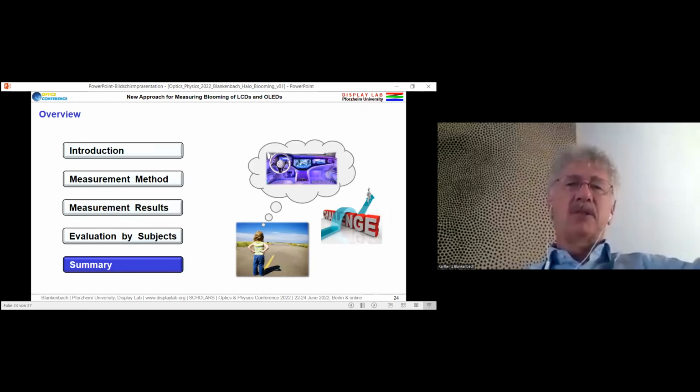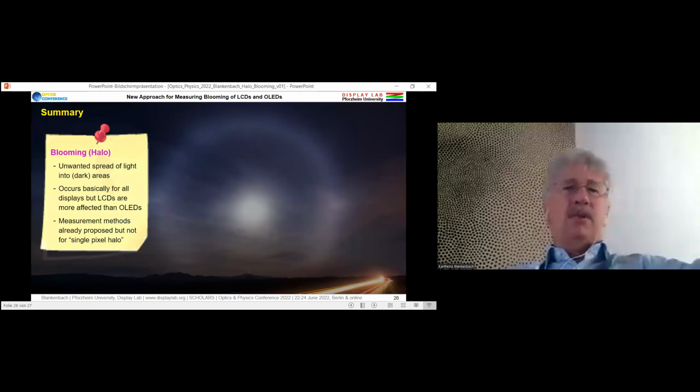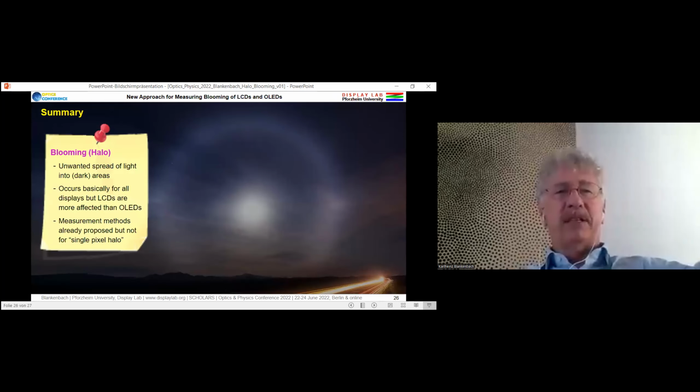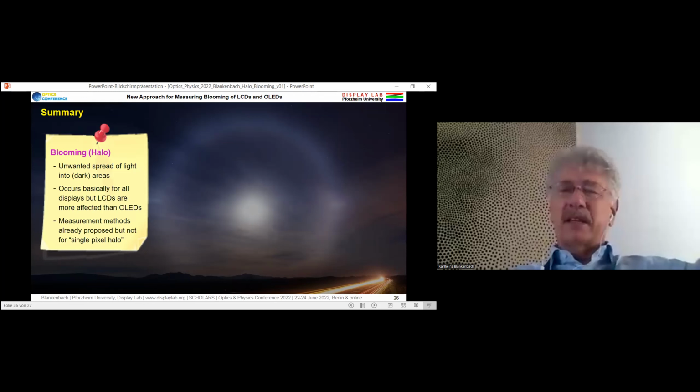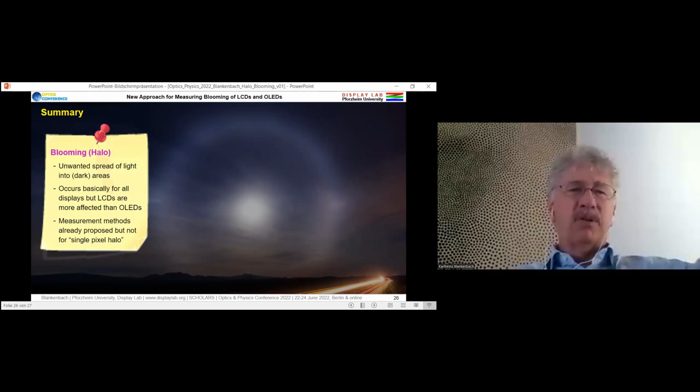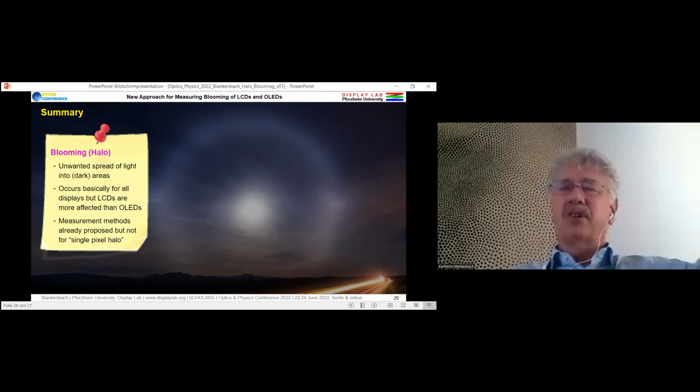So this brings me to the summary. Blooming or halo is an unwanted spread of light into dark areas. And this picture from the internet, referenced on the first page, is as well an effect of halo of a moonlight unit. This blooming occurs for all display technologies. However, LCDs are more affected than OLEDs. There have been some measurement methods proposed, but they are not suitable for single halo or blooming measurements for characters or other icons.